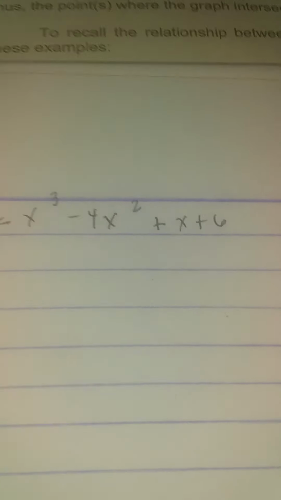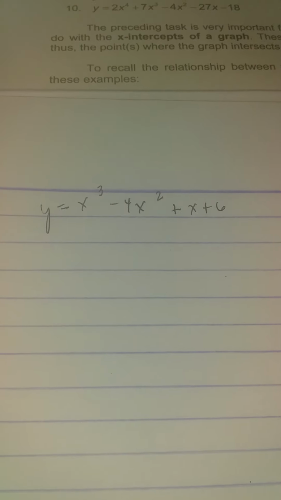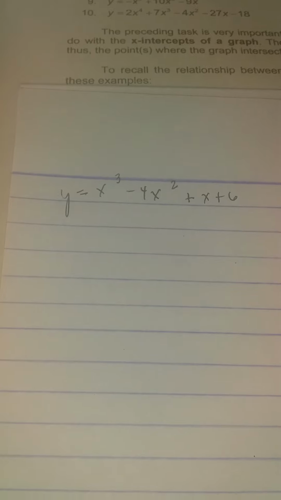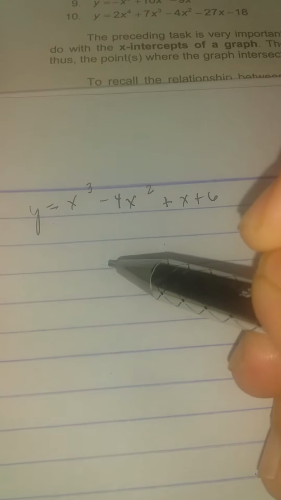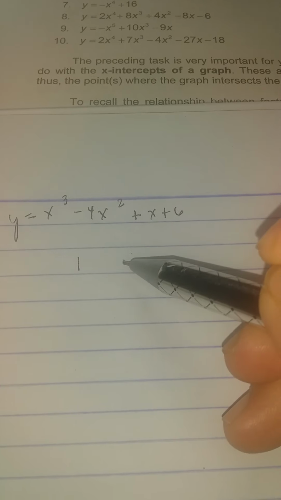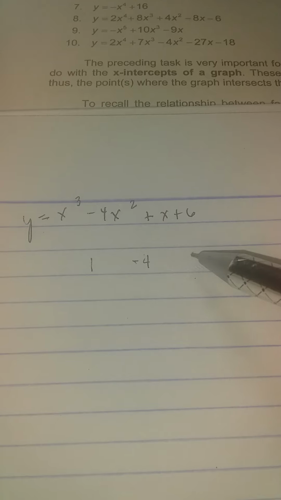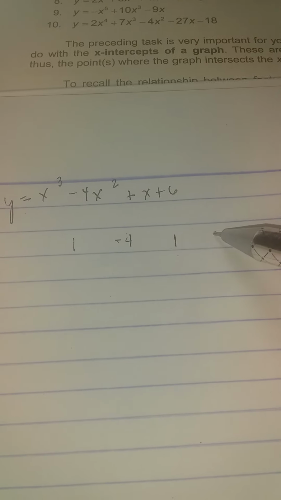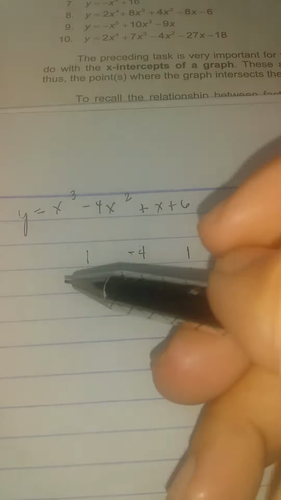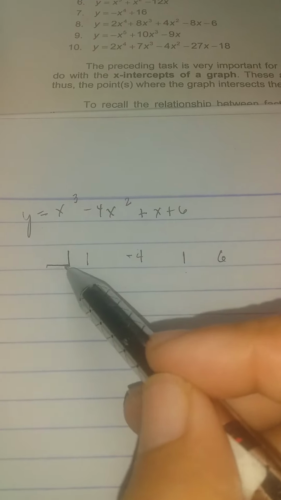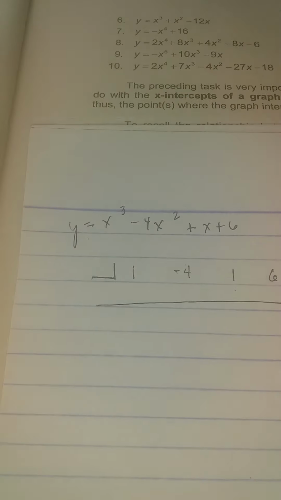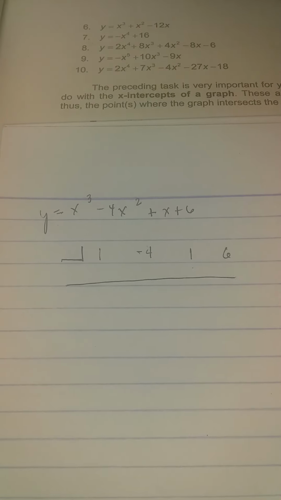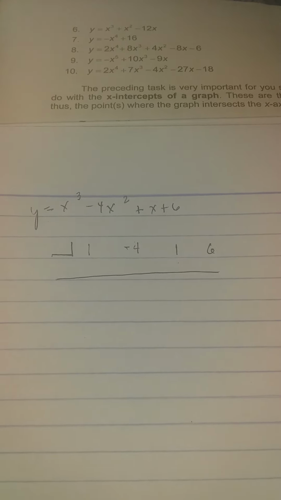Okay, so let us recall the steps in performing synthetic division. We will only get the numerical coefficients of the terms. So for the first term, that is 1. For the second term, that is -4. For the third term, that is 1. And for the fourth term, that is 6. Okay. Then, we will write our division symbol. This is our symbol for division. And then we will write the equal sign. Like that.